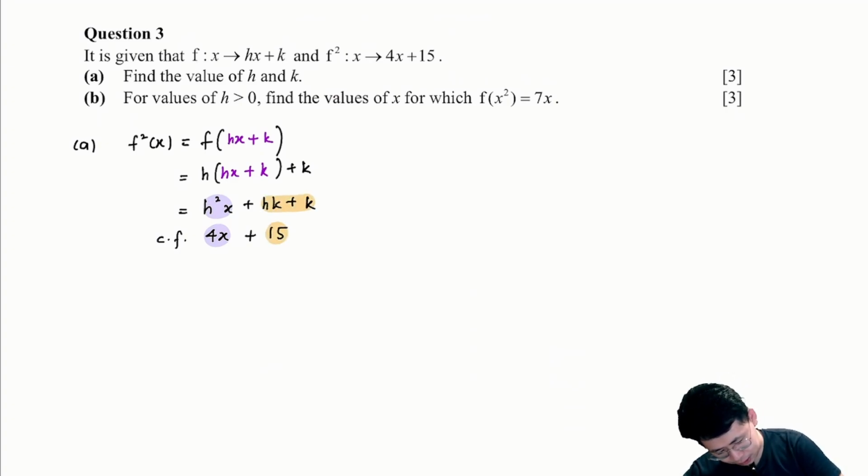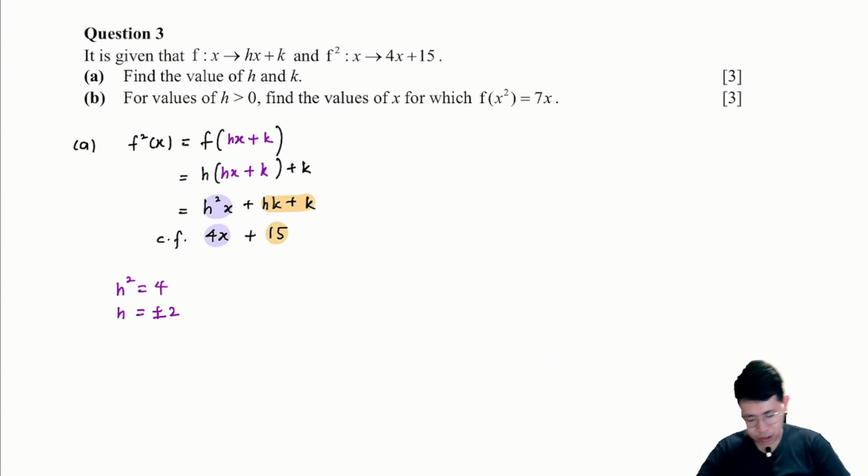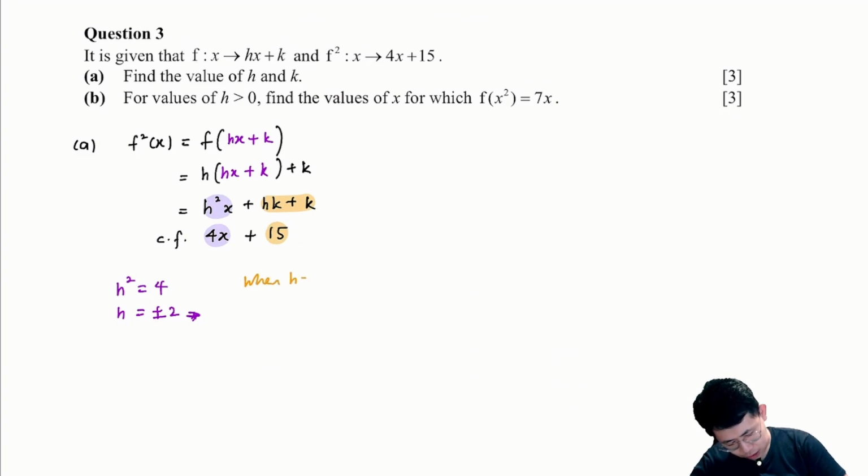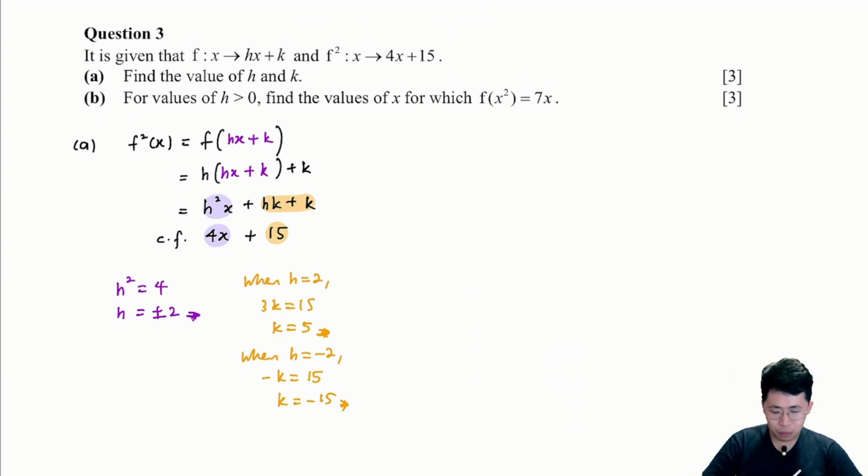The first one over here, h squared is equal to 4. So h will be equal to plus or minus 2, since there's no restriction on h. Now let's check out the other part. When h is equal to 2, we have 3k equals 15, so k is equal to 5. And when h is equal to negative 2, we will have negative k equals 15, so k will be equal to negative 15. So this is how we solve for the values of h and k in part A.